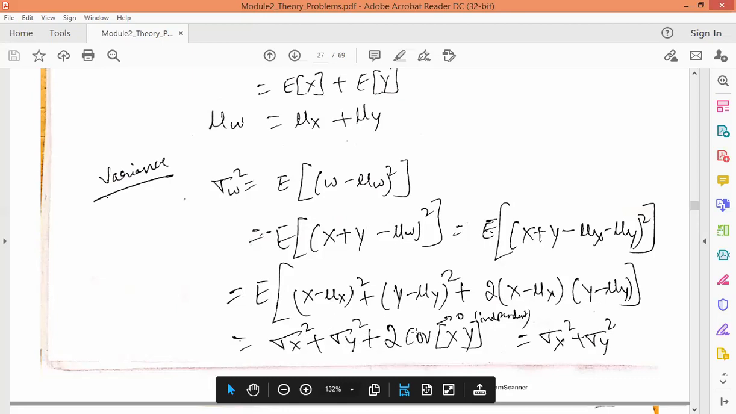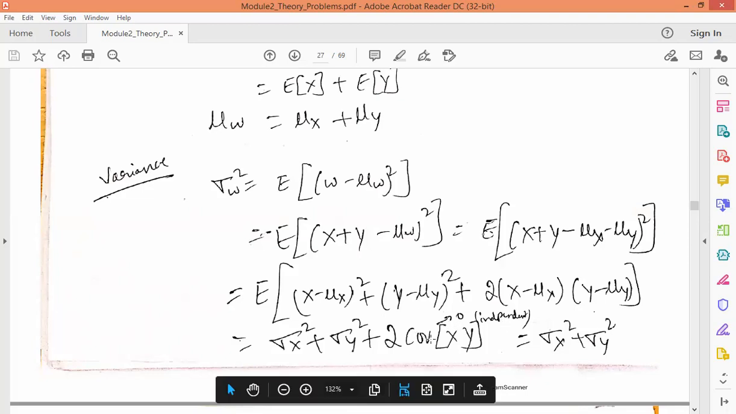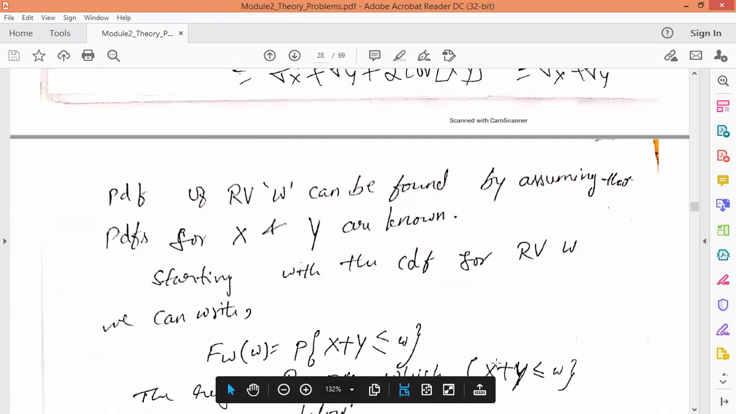Now suppose X and Y are independent. As we have taken the example of transmitting information over a channel where noise is present, the information is separate and the noise is separate, so they are independent of each other. In such cases, whenever they are independent, we know that the covariance value will be equal to 0. So when covariance is 0, sigma W square, that is the variance of the signal W, is simply equal to the sum of the variances of the two random variables, that is sigma X square plus sigma Y square.